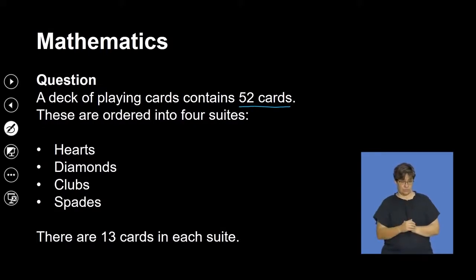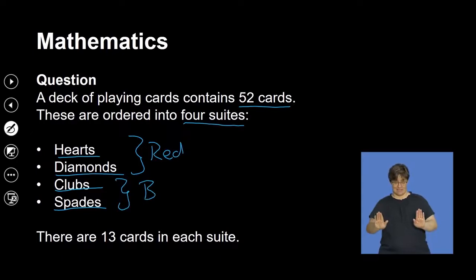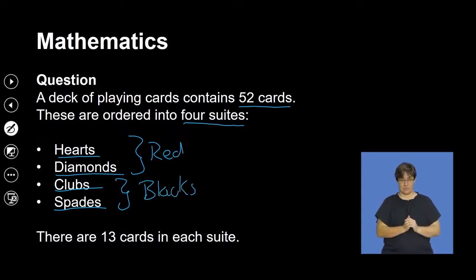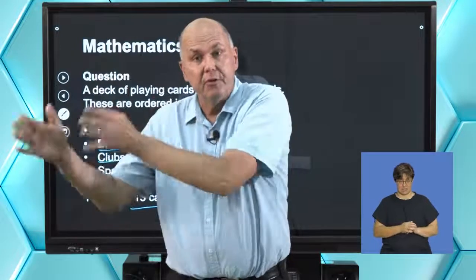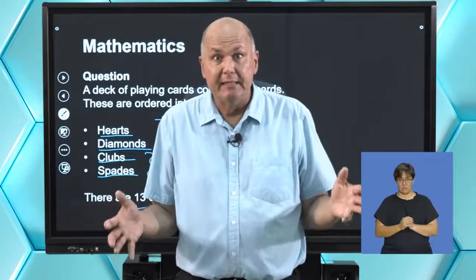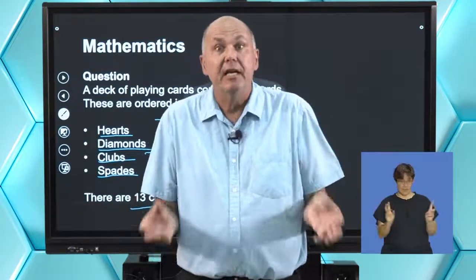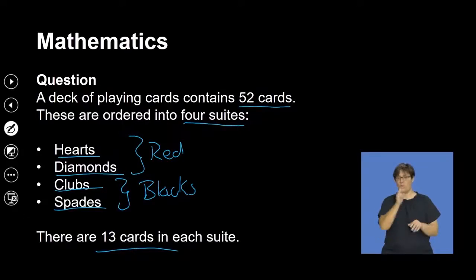They are ordered in 4 suits. Now, we have the hearts, the diamonds, the clubs, and the spades. Remember the hearts and the diamonds, these are the red cards, and the clubs and the spades are the black cards. There are 13 cards in each suit. So you've got 13 hearts, 13 diamonds, 13 clubs, and 13 spades. That all adds up to 52. The sample space in this situation is 52 cards. So please remember that. We're going to need it as we go forward to the questions.